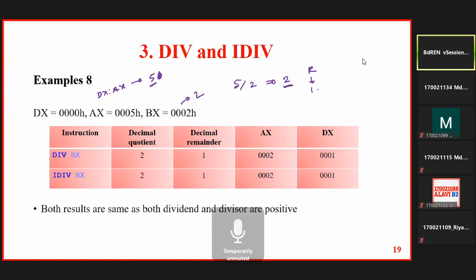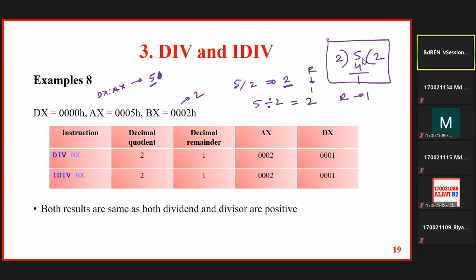The remainder and the quotient will give you the result. If we divide 5 by 2, it will give you 2, and the remainder will be 1. Is it okay? If you go back to your childhood, you can remember this syntax. In the unsigned version, you say div bx, then your result is 2 and the remainder is 1. We have said before that ax will have the result and dx will have the remainder. In both cases they will be the same because there is no signed number here. Both the dividend and divisor are positive, so they give the same result.